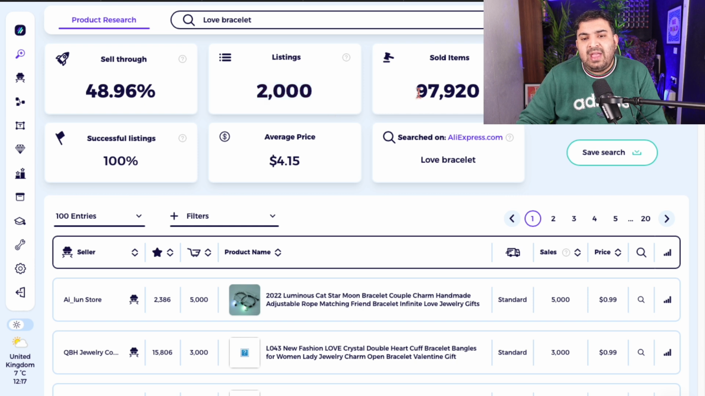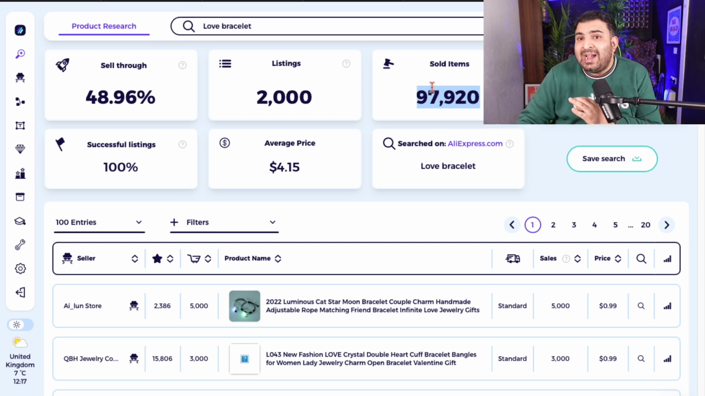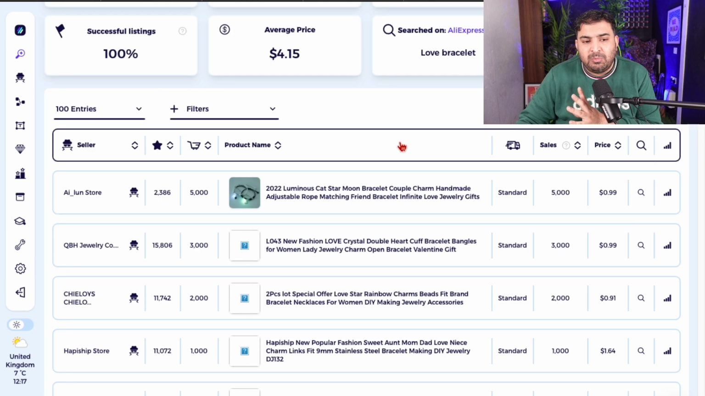And then I have total items sold right here, 97,920. Keep in mind, this is within 30 days. So really healthy sales for this one as well. And then we have total sales of 181,000. So this might be the product which will be worth selling.